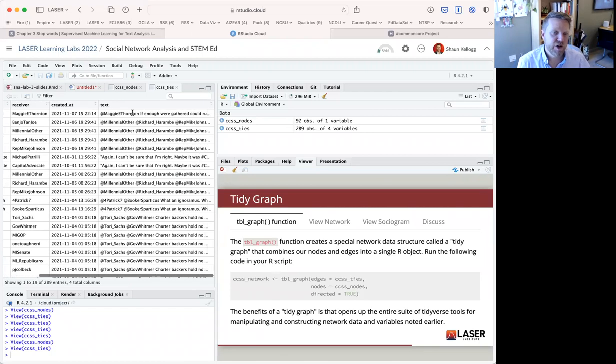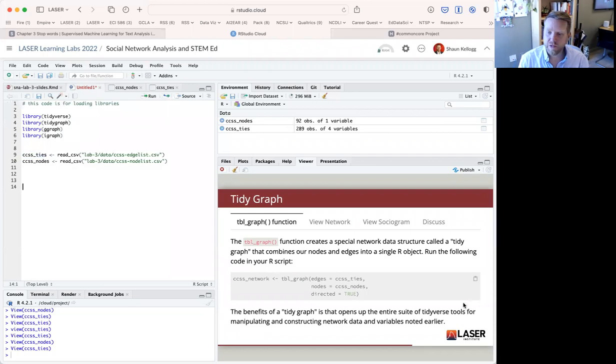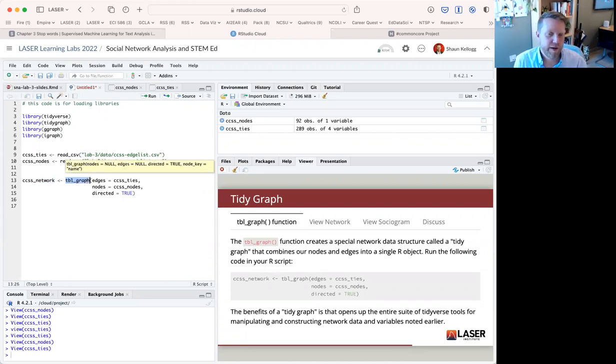And it also has information about what that tweet was about too. So what we're going to do next is something very typical in network analysis: we're going to create a new object. And this is not a rectangular data frame. It's combining two data frames into something unique, something different, and it's called a network object, or in our case, a table graph.